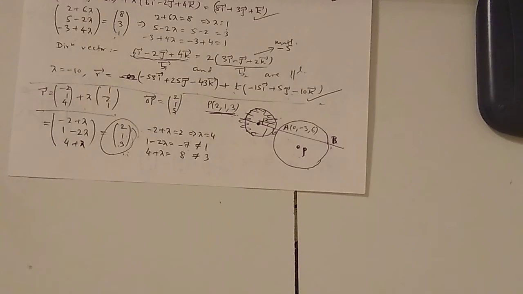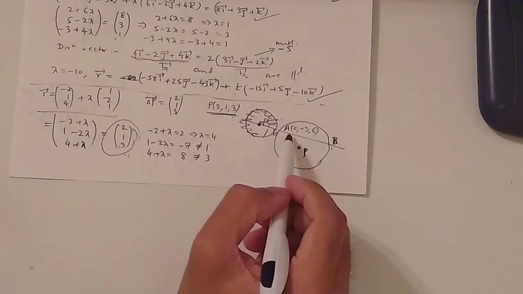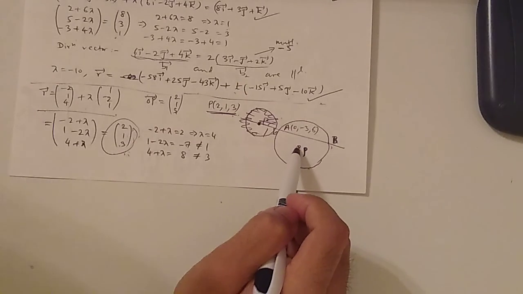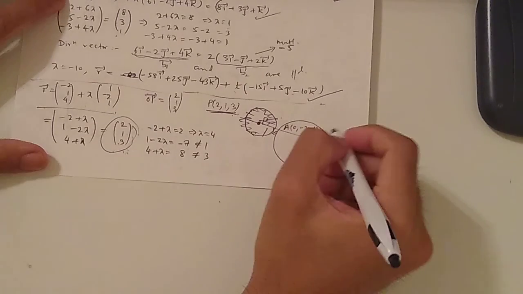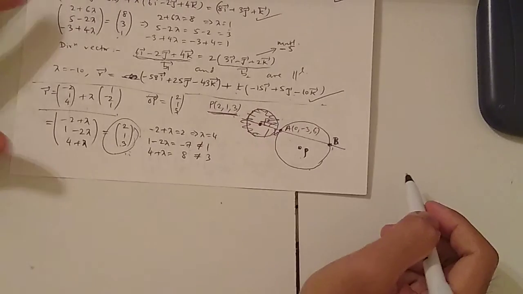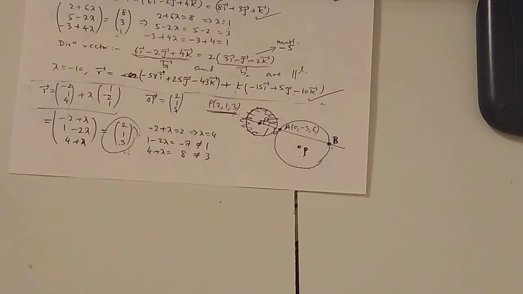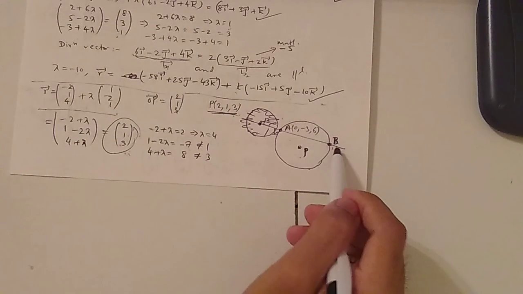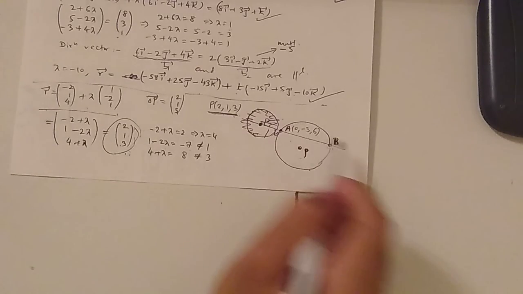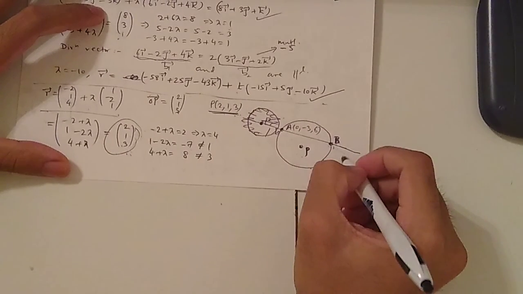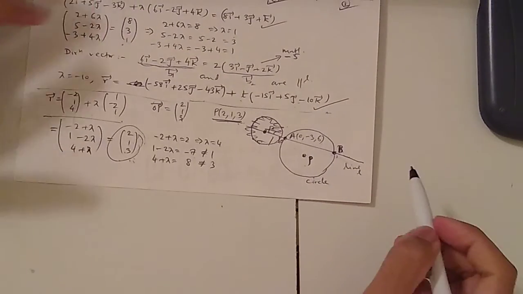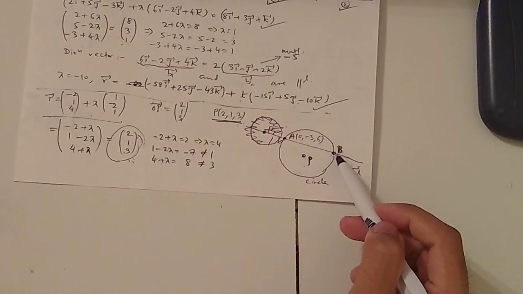So how do we solve this again? We have A 0, minus 3, 6, and here we have the point P, and point B over here. We know the equation of the line AB, the equation of the line on which A and B are lying. So this is your line L, and this is your circle. And we need to find out the position vector of B.